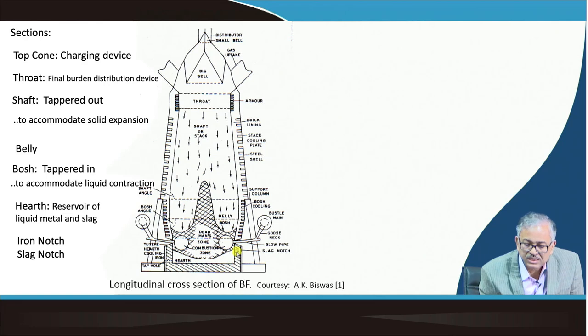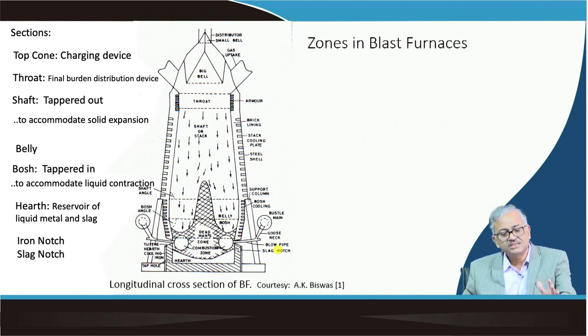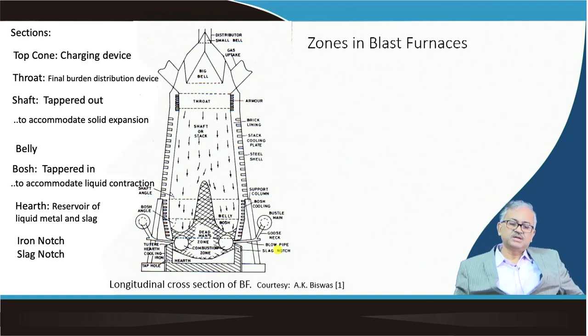And you can take out the slag from the slag notch here at the top, and you have an iron notch just at the bottom here. This region is the iron notch through which you can take out the hot metal, and this is the slag notch through which you can take out the slag. Okay, so these are the different sections, and below that it has the foundation. So these are the different sections in the blast furnace that you have understood.